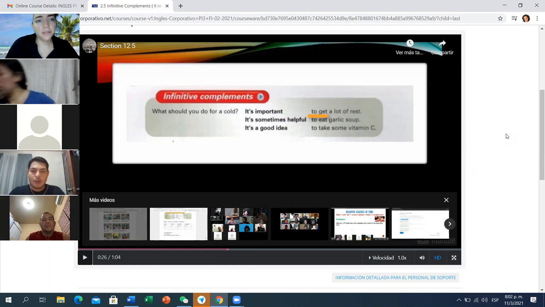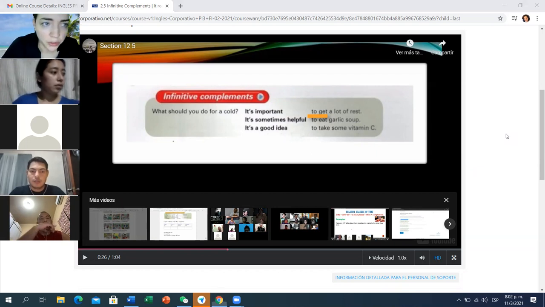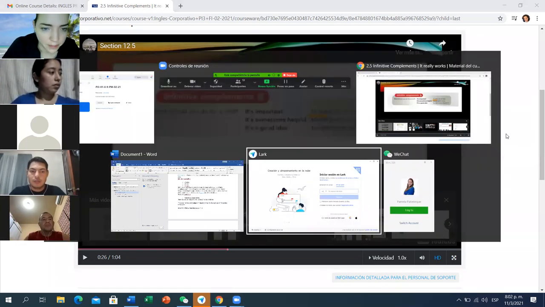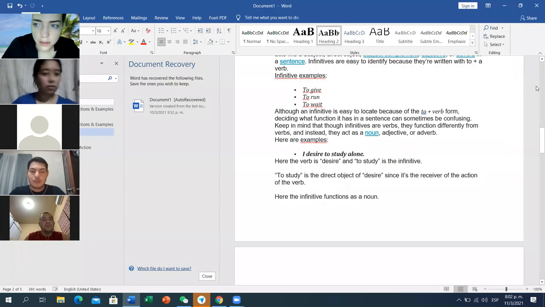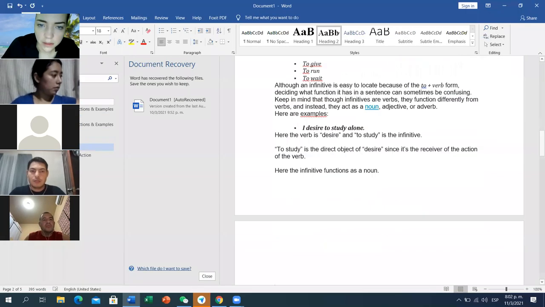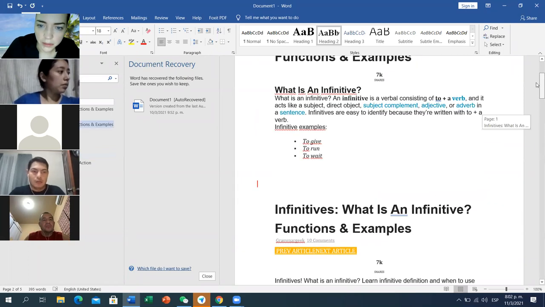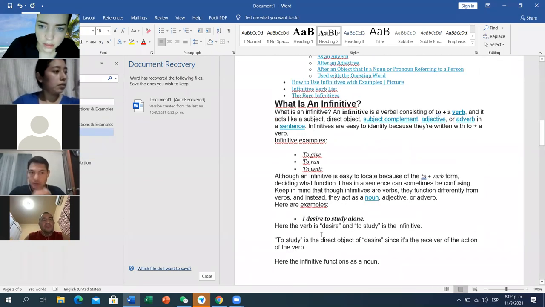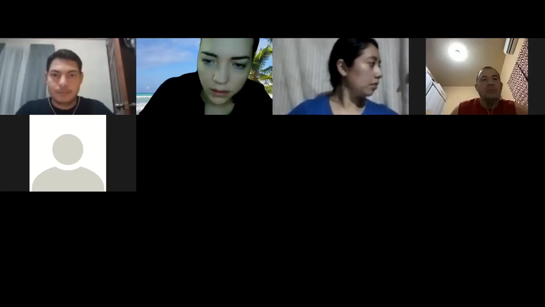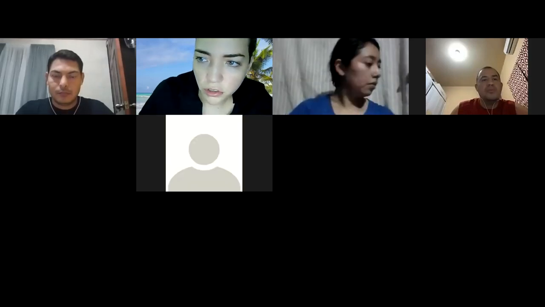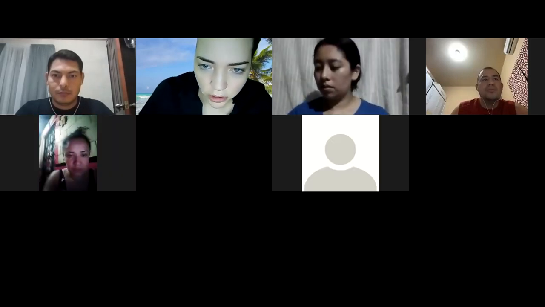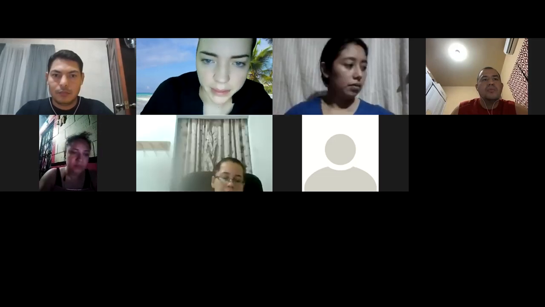Now, infinitives, it refers to when the verb is not conjugated, and we use the word to, okay? So usually we use the word to separate. Lo utilizamos para separar, ¿verdad?